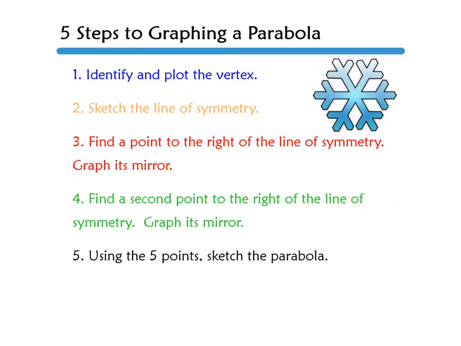There are 5 steps you're going to use to graph a parabola. First, we're going to identify and plot the vertex. We're going to sketch the line of symmetry. We're going to find a point to the right of the line of symmetry and graph its mirror. We're going to do the same thing for a second point, and we're going to use the 5 points to sketch the parabola.